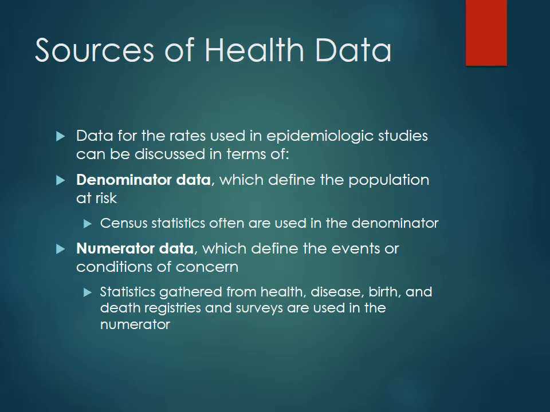And then the numerator data is going to be defining the events or the condition of concern, whether it be death or cardiovascular disease, whatever it happens to be. And so we can get this information from health registries, disease, birth, and death registries, all these different things, and surveys can be used in order to help generate that numerator data.